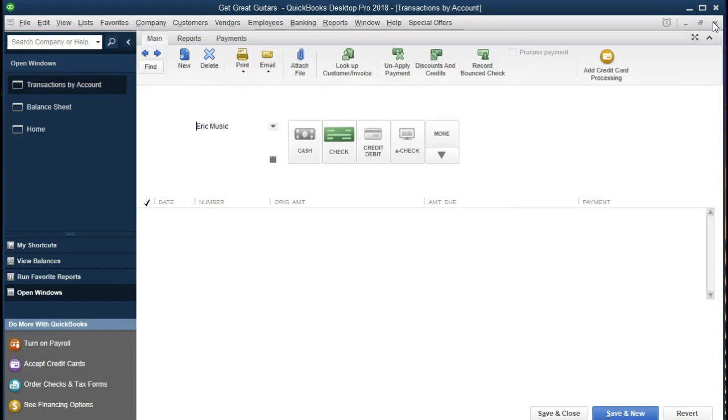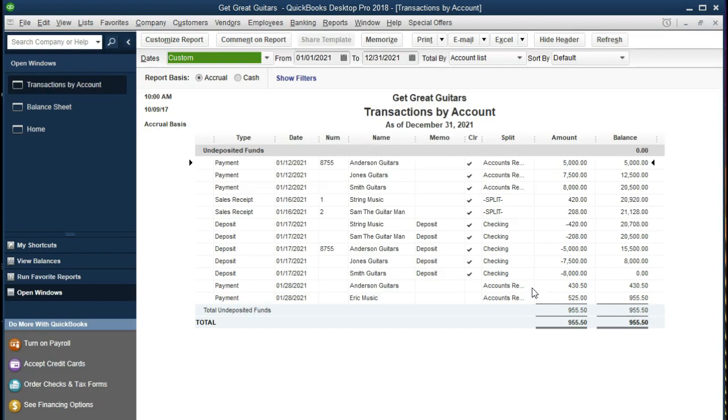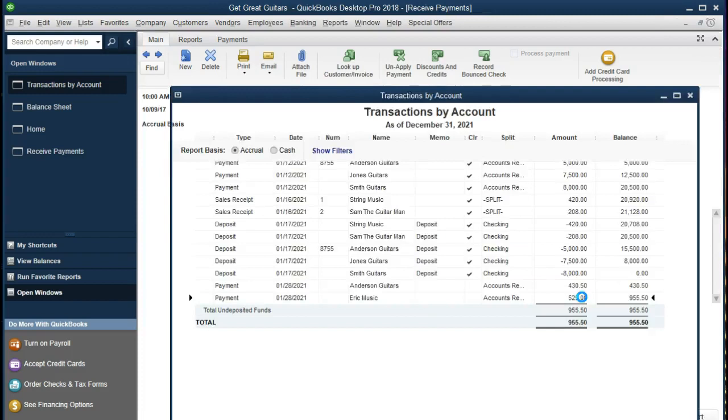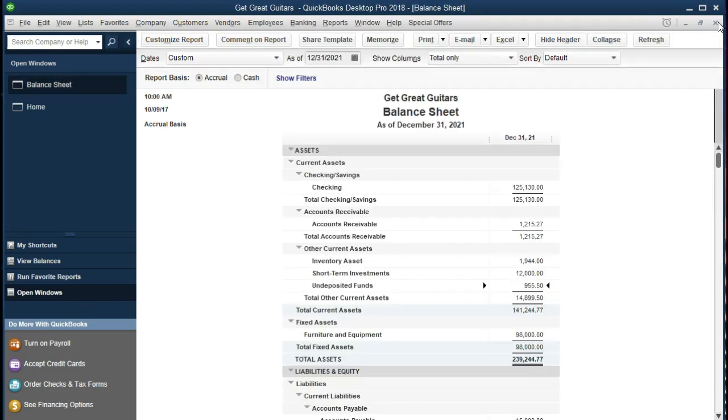So closing that out, what's the other side of this transaction? What else is happening? The undeposited funds is also affected now, at 955.50. Double clicking on that, we see the 525 at the bottom. Double clicking on that, we see that information once again. There's that. We're going to close this back out, and close this back out.